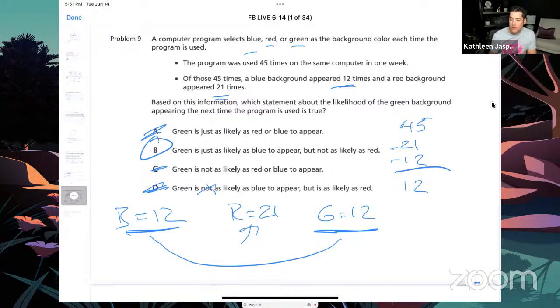So I like to throw these problems in here just because they're a little bit of thinker problems. You have to find that missing piece. That's the biggest part of this, is figuring out the missing piece, how many greens there are, because it doesn't give it to you, but you can figure it out based off of the information given.